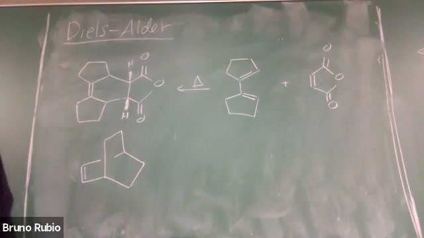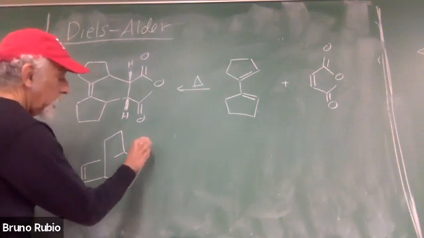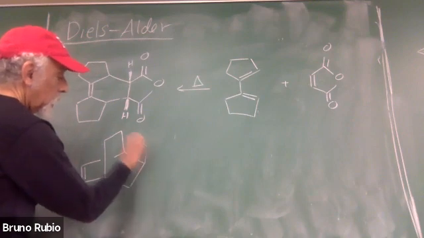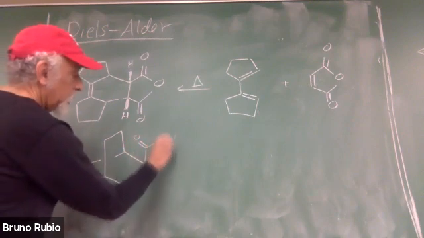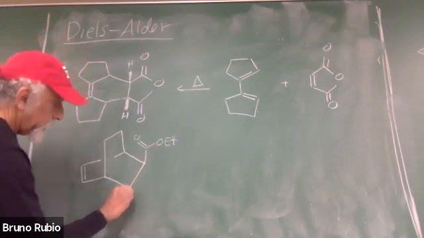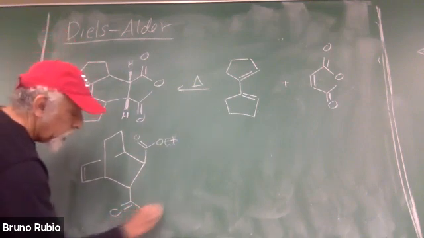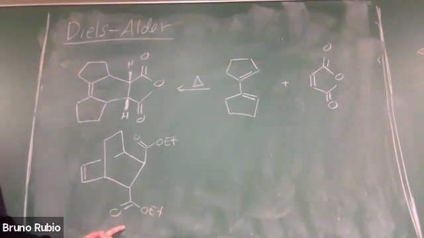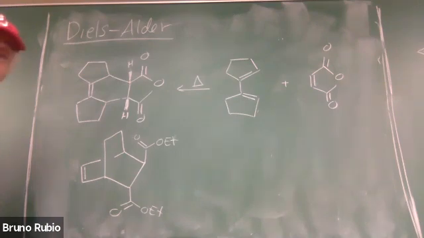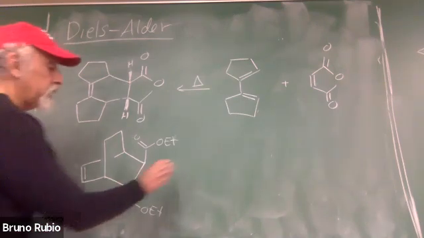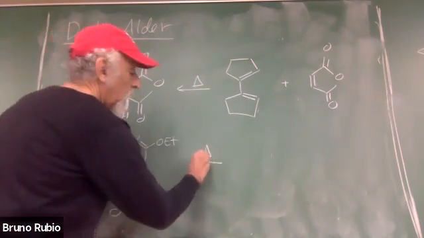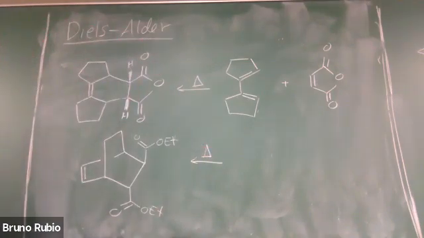Put the double bond there, and maybe put ethoxycarbonyl up here, and ethoxycarbonyl down there. And notice these ethoxycarbonyl groups here, they're trans. One is pointing up, one is pointing down. Well, how would we make that by a Diels Alder reaction?